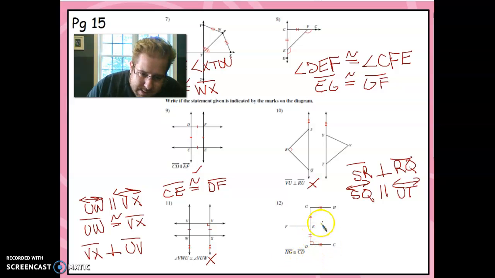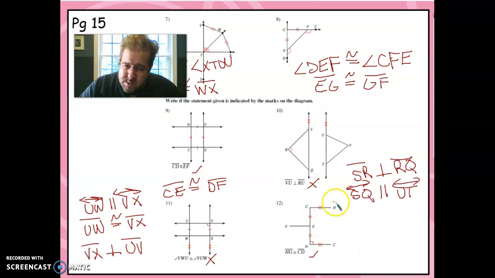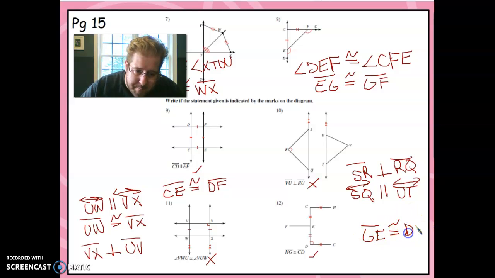HG is congruent to CD. HG is right here, and CD is right here. So yeah, I would agree with that. It's not all the information, but it is one of them. I would also denote the fact that GE is congruent to DE. And those are noted with the two marks.